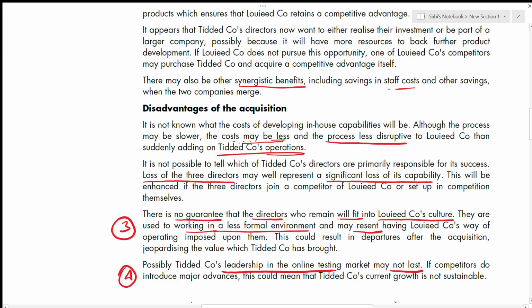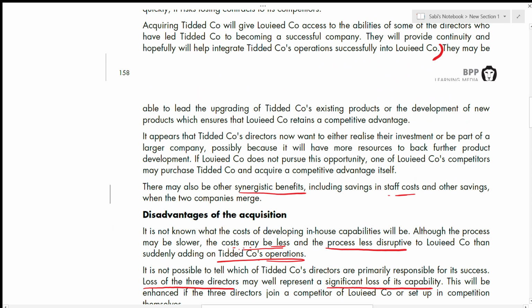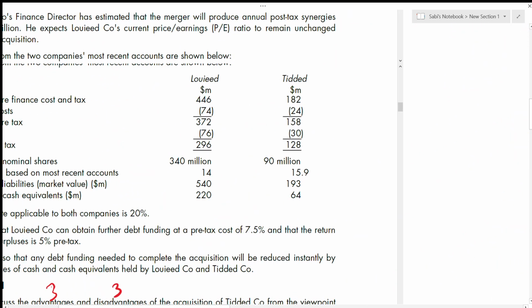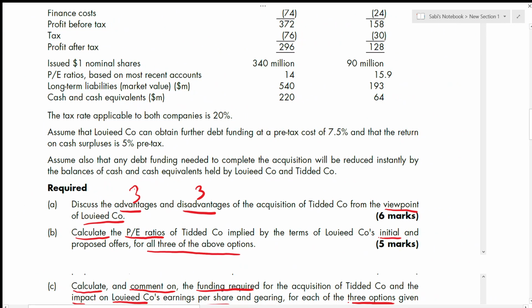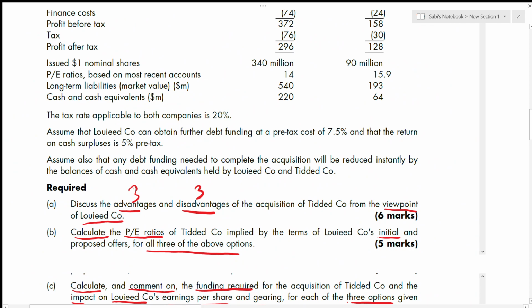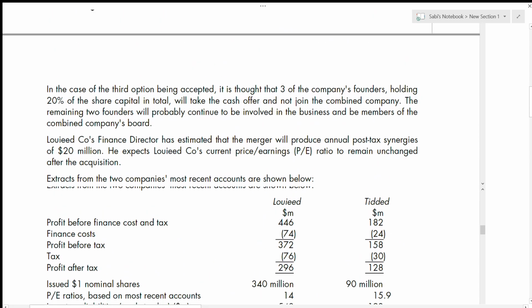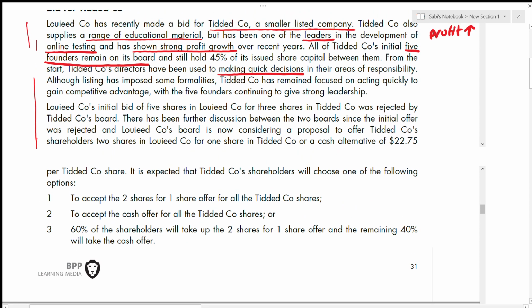Now, that's it for part A. Now let's go to part B. Again, I will go to the requirements of part B. Calculate the PE ratio of TDET company implied by the terms of L's initial and proposed offers for all of the three above options. Now I have to read this case study in full to answer that. I have stopped here.